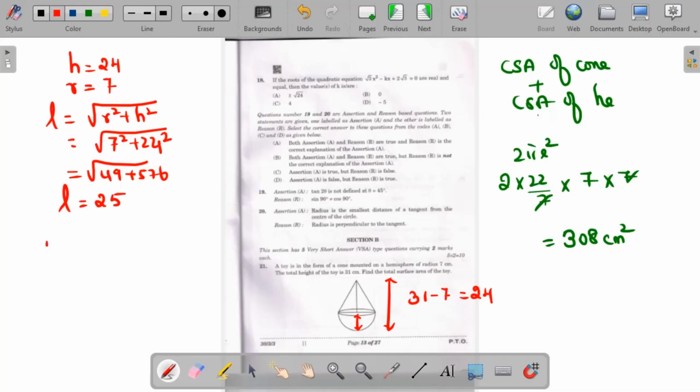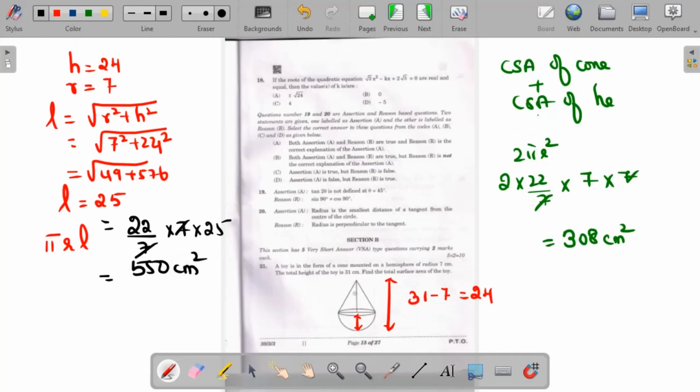Now let's calculate the curved surface area of the cone. Formula is pi r l. Let's substitute. So this is equal to 22 by 7 into 7 into 25. So I got the 7 cancelled. So 22 into 25 is 550 centimeters square.